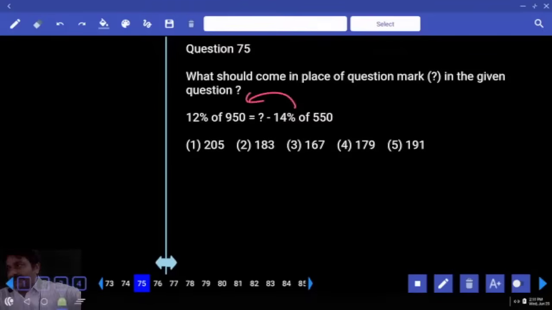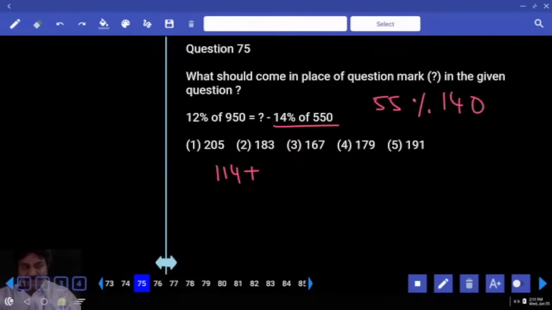This comes to the left hand side and becomes a positive number. 12% of 950. Come on. 10% plus 2%. 10%, 95. 1%, 9.5. 2%, 19. 95, 19, 114. Plus 14% of 550 or 55% of 140. Can I do that? 50%, 70. 5%, 7. When you add 77, the answer ends with 1.